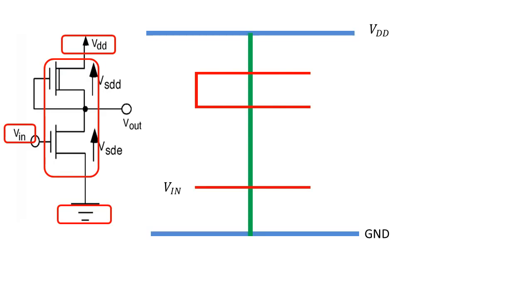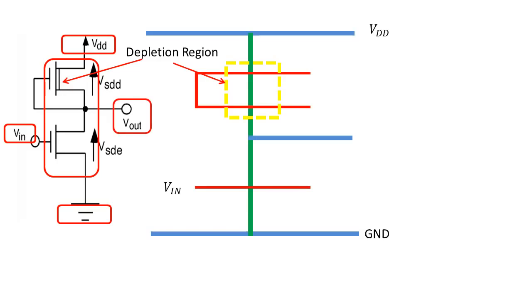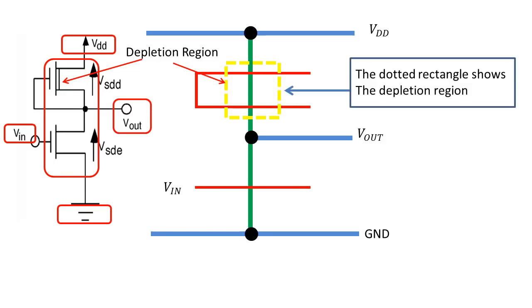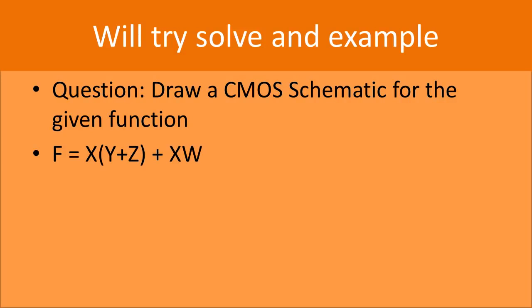We proceed on to drawing the depletion region. Since the depletion region is the main part of the depletion MOSFET, it is drawn with a dotted rectangle, and since it is a P-type region, it is represented by a yellow color. We finally proceed on with drawing the Vout connections and placing the metal contacts wherever necessary. Since we have finished drawing the depletion MOSFET stick diagram, we now move ahead to solving an example.